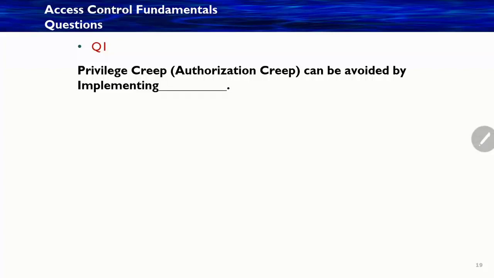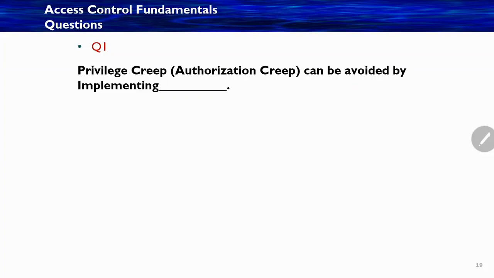Access control fundamentals questions. Let's start with 5 questions. Question 1. Privilege creep, which is authorization creep, can be avoided by implementing. Please pause the video to answer the question.